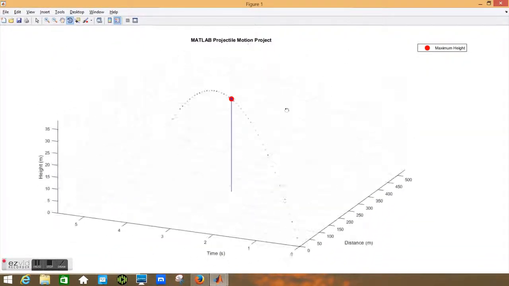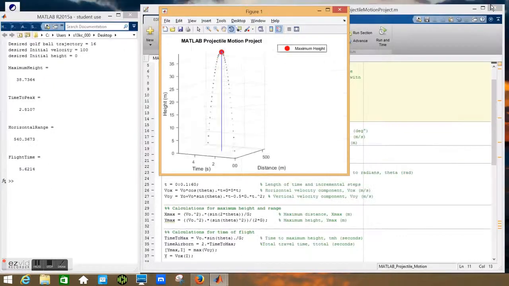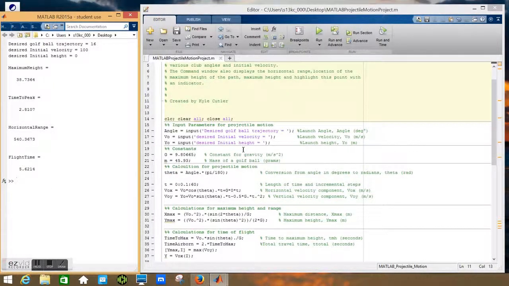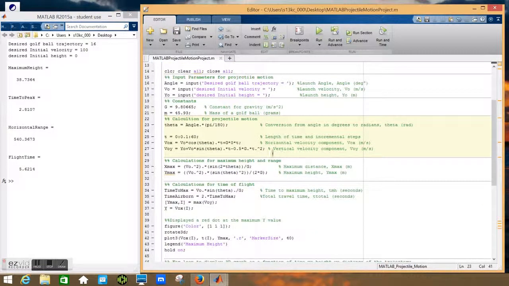I'm going to go over a little bit of my project here. Right around here I have my inputs: desired angle, initial velocity, initial starting height, constants for gravity. This is the mass of a golf ball. And down here is some more of the calculations involved with computing this. This is my conversion from degrees to radians. This is my time and increment value.